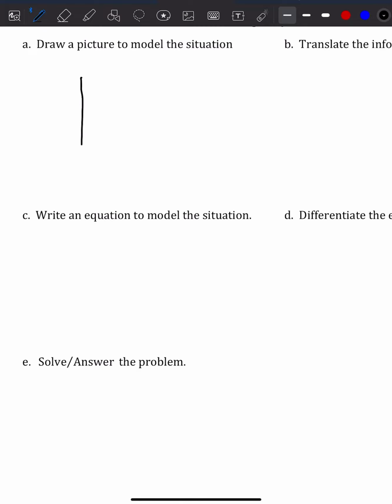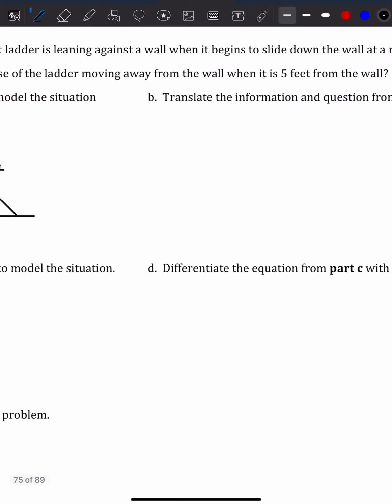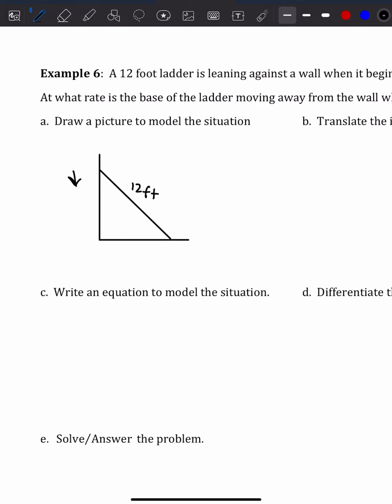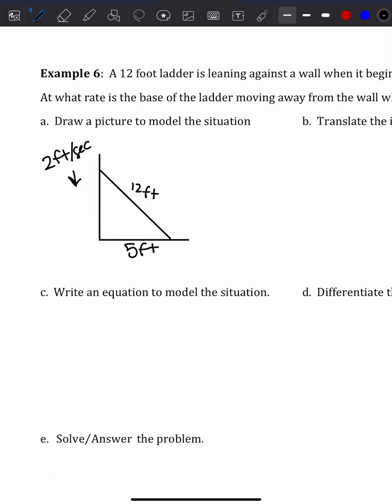If I think about what's going on, we have a wall and the ground, and we have a ladder that is on this wall. So what we have here is a right triangle. The things it tells me: it's a 12-foot ladder. It begins to slide down the wall at a rate of 2 feet per second, so this side is going down at 2 feet per second. And 5 feet from the wall. So the ladder base is 5 feet from the wall is what we're looking at. We want to figure out what this movement is.